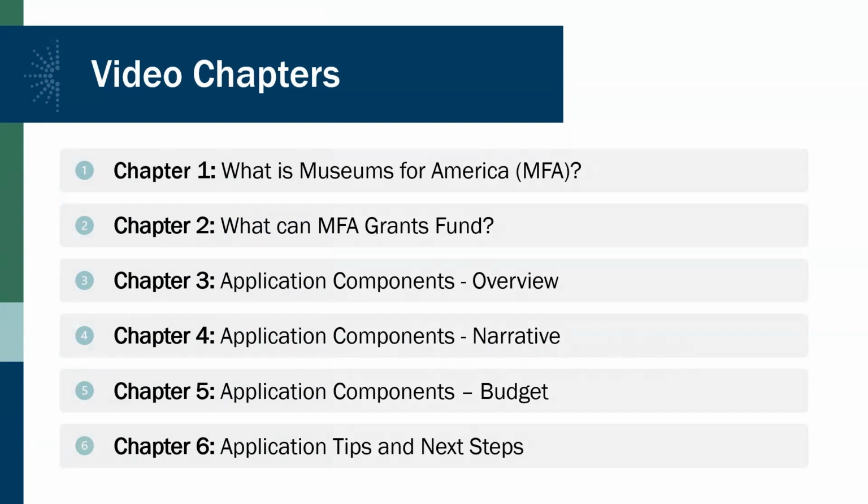Application tips and next steps. The concluding section provides a few tips and next steps. The complete set of instructions for how to prepare and submit an MFA grant application are found in the Notice of Funding Opportunity published on grants.gov and available on the IMLS website. Please refer to the Notice of Funding Opportunity for the most detailed information to prepare your application.